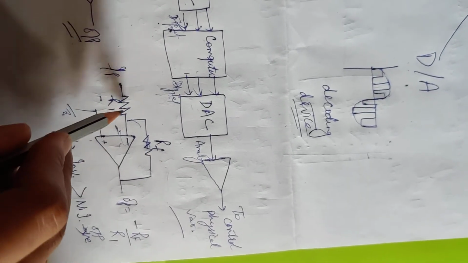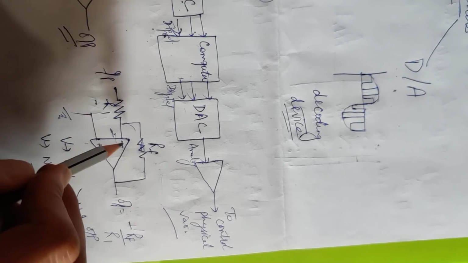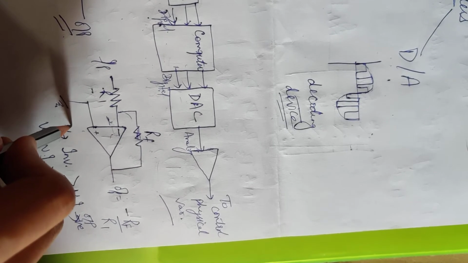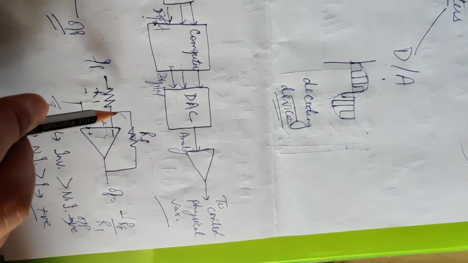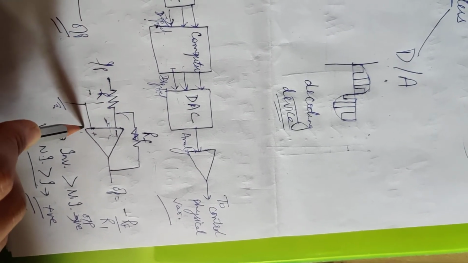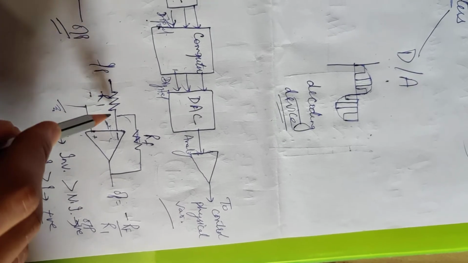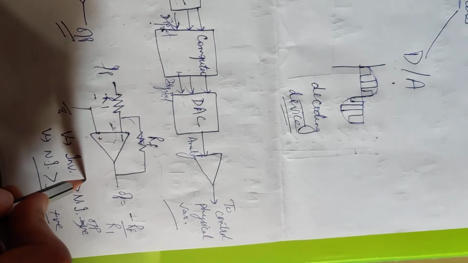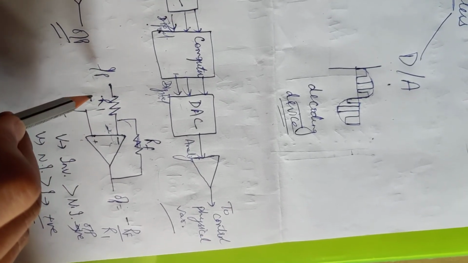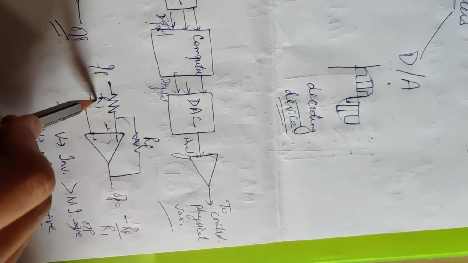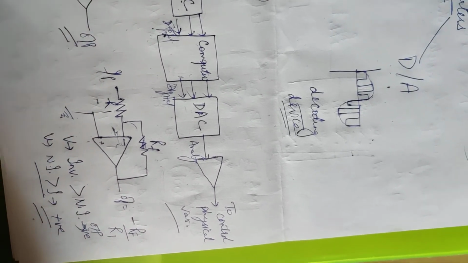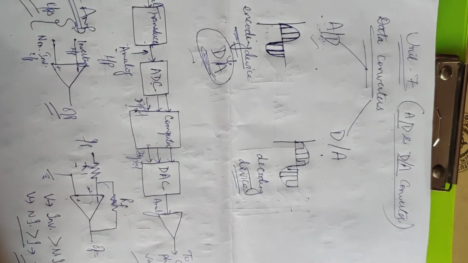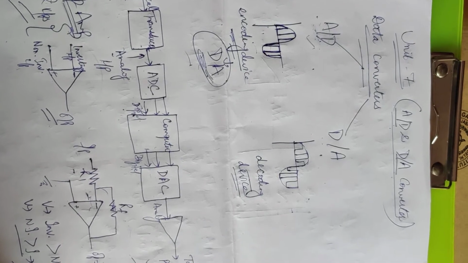These are the resistances used here. And positive is ground and input is applied to the negative terminal, which means it works as an inverting amplifier. If the voltage at the inverting terminal is greater than the voltage at the non-inverting terminal, then the output will be negative. And if the voltage at non-inverting is greater than at inverting, then the output will be positive. Okay, this is the basic discussion about A to D or D to A circuits.